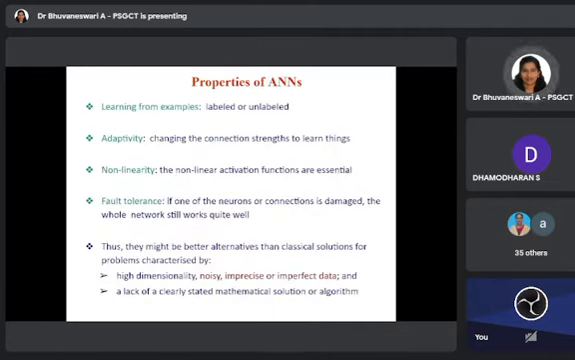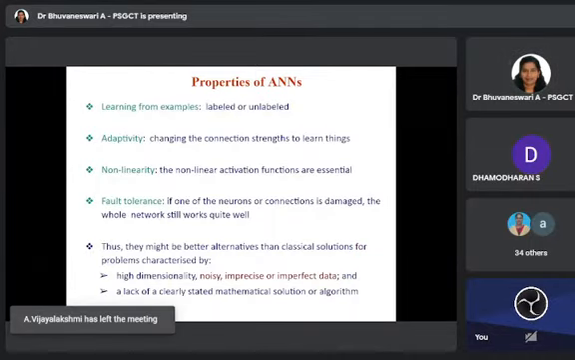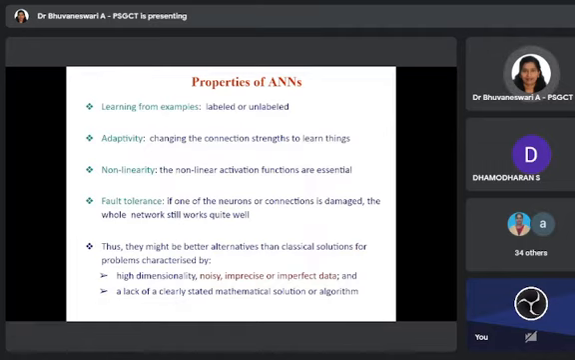So there are different properties of neurons that we are familiar with, like learning, adaptability, non-linearity, fault tolerance, etc. Okay, however, it may also be characterized with issues like high dimensionality, noisy, imprecise or imperfect data, and a lack of clearly stated mathematical solution or algorithm. So those are some of the properties.